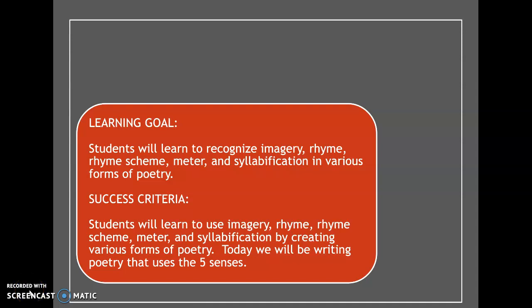Boys and girls. Today is day 5, our final day of poetry, and we are going to begin with our learning goal. Students will learn to recognize imagery, rhyme scheme, meter, syllabification, and various forms of poetry. Our success criteria. Students will learn to use imagery, rhyme scheme, meter, and syllabification by creating various forms of poetry. Today we will be writing poetry that uses the 5 senses.